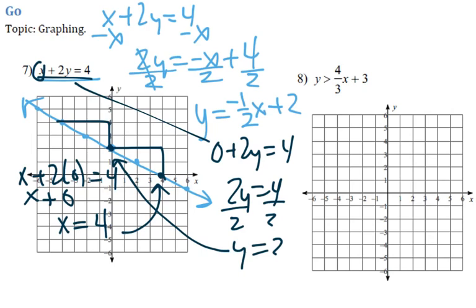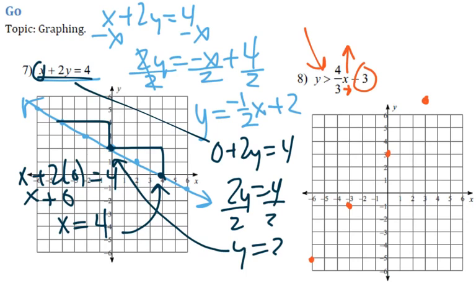Okay, number 8 now, we've got an inequality. So remember, the first step is just graphing it as if it were an equation. Y-intercept of 3, slope of 4 over 3, so it's positive, up and to the right: up 4 to the right 3, or down 4 to the left 3.